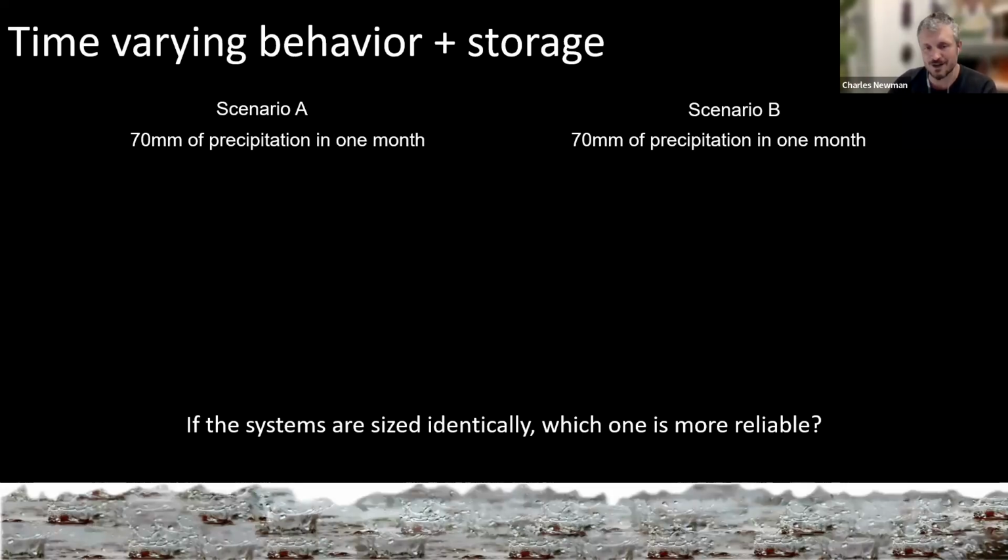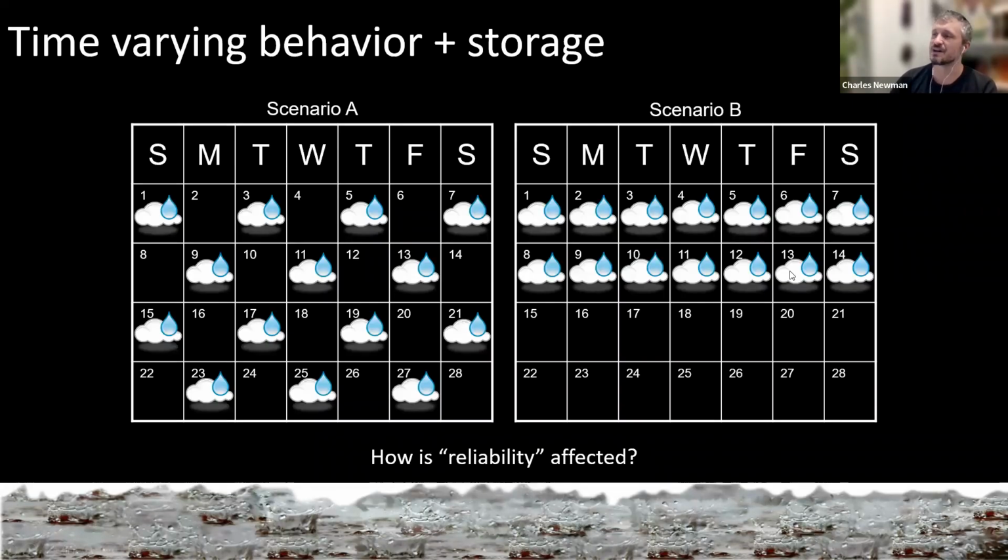Now you may be scratching your head. They're both the same system. There's the same amount of rain. What's the catch? Well, the catch is that the precipitation varies over time. In scenario A, we're going to go through 1 month where the rainfall events are distributed equally over the course of the month. And in scenario B, there's a major rainfall event at the beginning of the month and then no rainfall in the second half of the month.